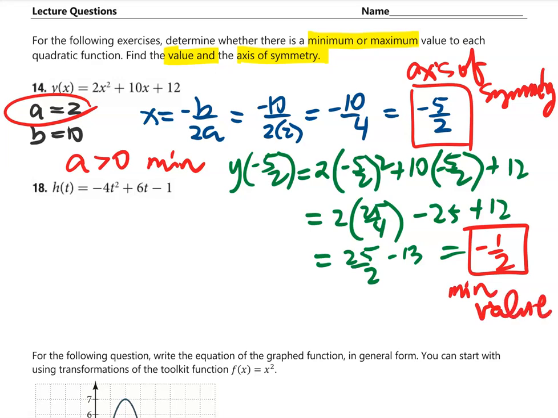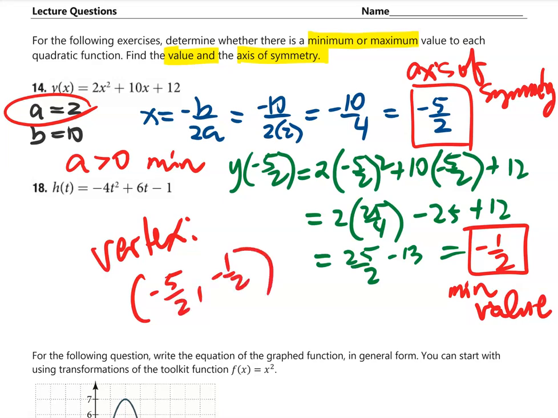So you have this x, which is the axis of symmetry, and the minimum value. So meaning the vertex, if you want, for number 14 is at negative 5 halves and negative 1/2. Remember, this is the axis of symmetry, the x part of the vertex, and this is the minimum value. Okay, I'll let you work on 18.